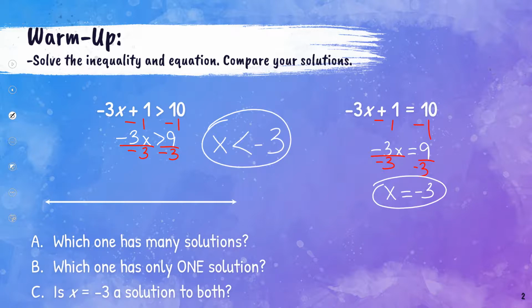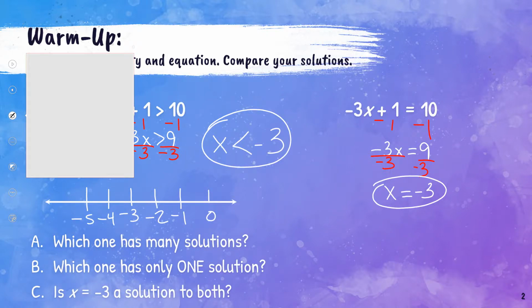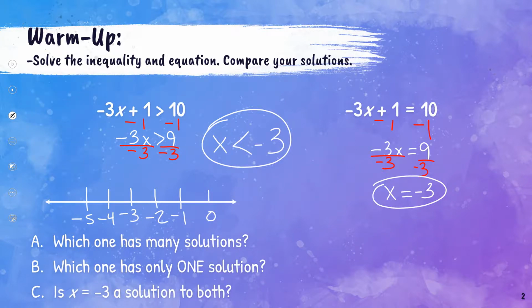And for an inequality, we always want to graph our solution. So I'm going to go from negative 5 to, let's just say, 0. I'm going to find where I have negative 3 on my number line. Because it is less than negative 3 and not equal to it, this is going to be an open circle for my solution. And remember, we have a range of solutions for inequalities. So it's everything to the left, or less than negative 3.